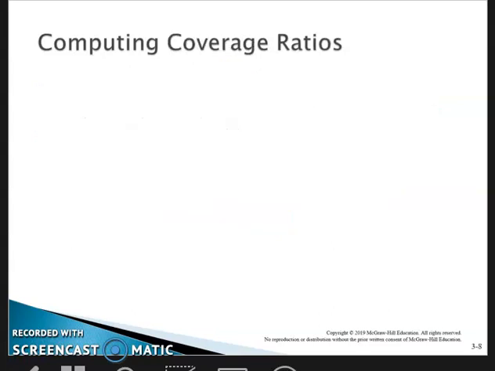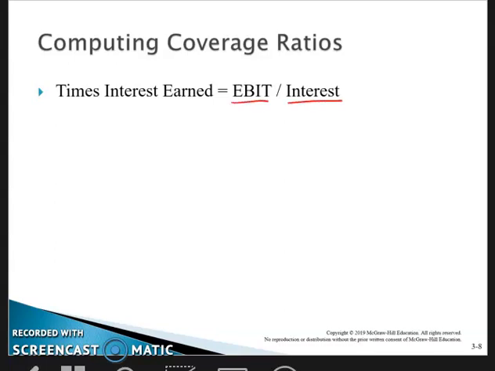So next we move on to coverage ratios. First is times interest earned. The times interest earned is earnings before interest and taxes divided by interest. So for our imaginary corporation, EBIT comes from the income statement. EBIT is 600 million. Our interest is 141 million. So that's 4.626 times.